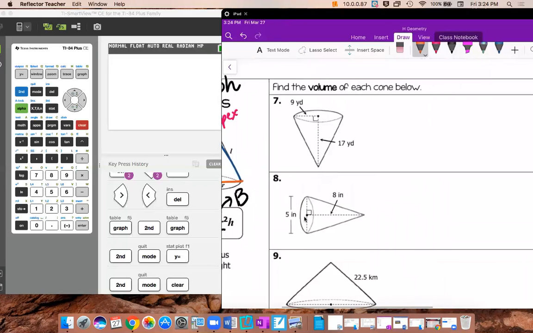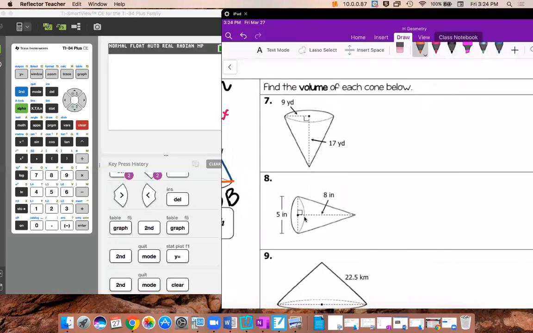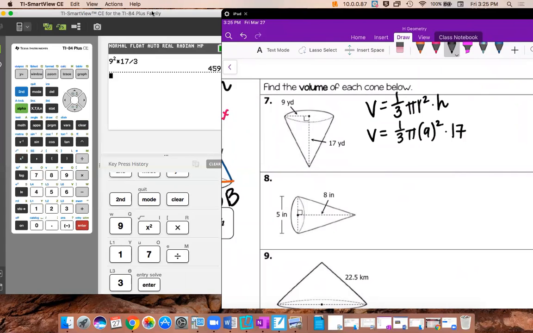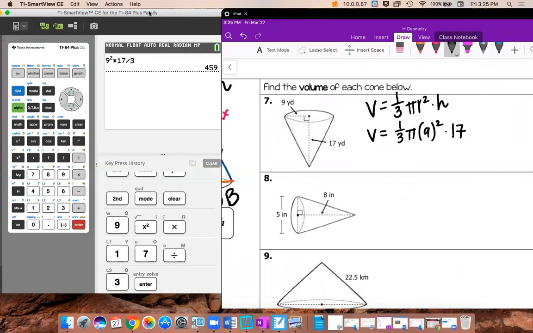Okay, so let's do this first one. Number 7 says find the volume of each cone. So we know the volume is 1/3 area of the base, which is pi r squared, times the height. I think we have all of that information, so we just plug it in. Volume equals 1/3 pi, the radius is 9, so 9 squared, times the height, which is 17. So I'm going to do 9 squared times 17, and then divide that by 3, which is like multiplying by 1/3. So it's going to be 459, and then we still have the pi. So this is 459 pi yards cubed because we're working with volume.